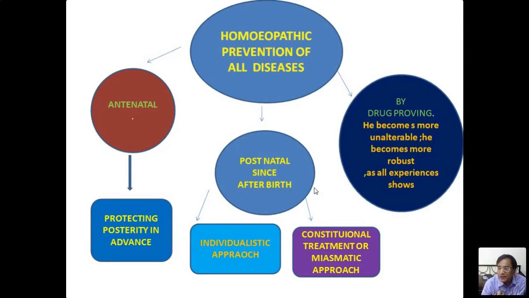After drug curing, the patient with the tumors becomes more unalterable, more robust, as all experience shows. So that is another way of prevention. We should recapitulate that Hahnemann has given this antenatal care as a legacy. Hahnemann appealed through his aphorism, but none of us touch on that point. Only postnatal. But the proving, how many of us prove? Proving is mandatory in the syllabus and in the internship course. How many of us do it? So how will there be experience and how will one become robust? These two things are omitted, and only postnatal care of constitutional miasmatic children is done.